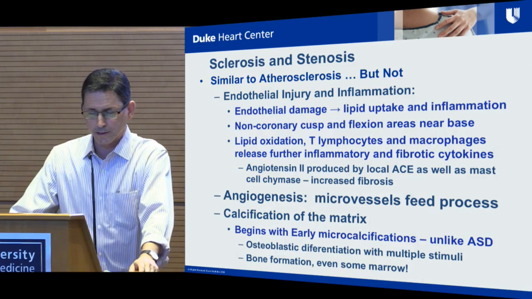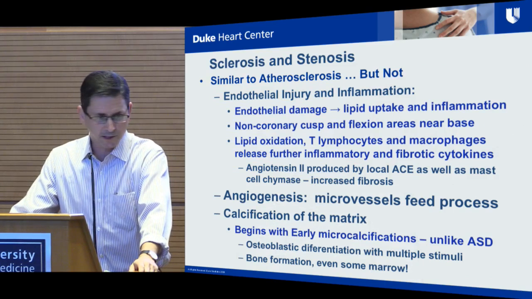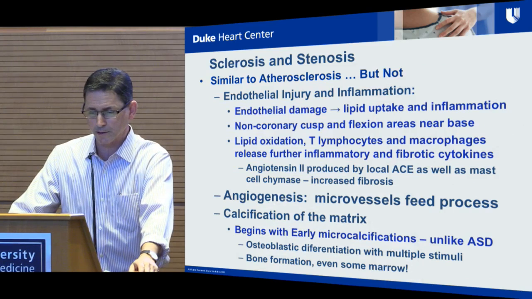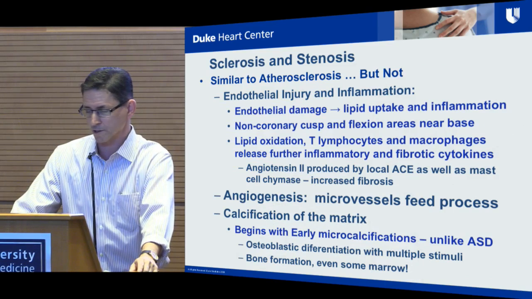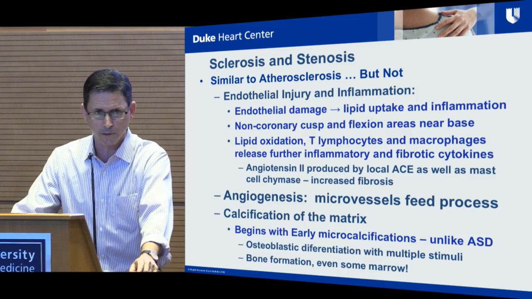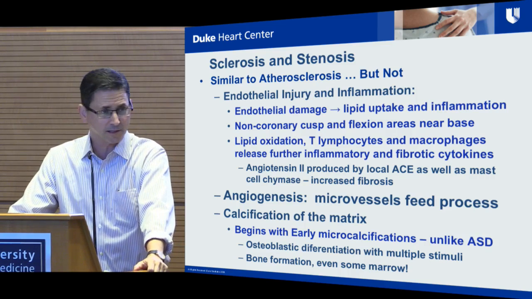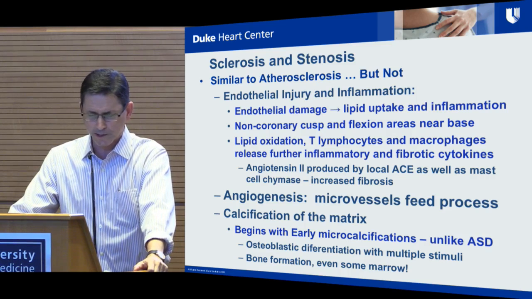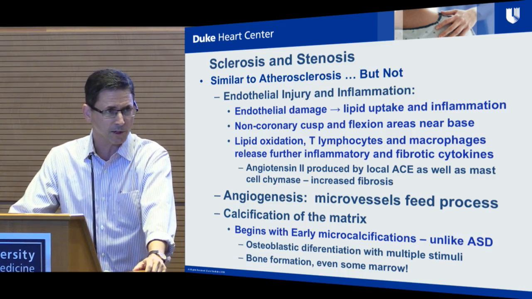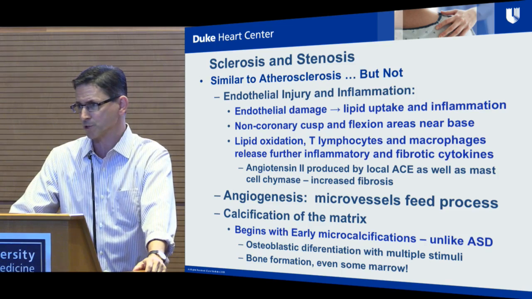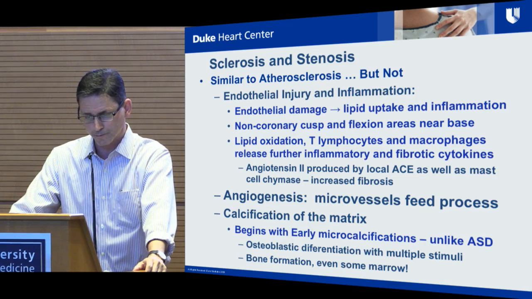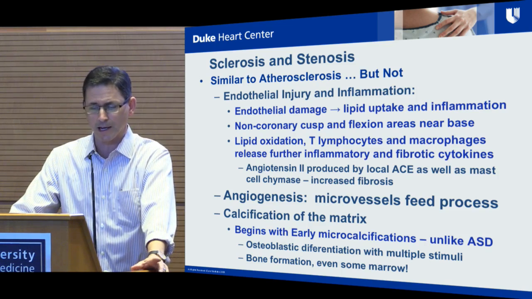I won't delve into the years and years people put into determining why sclerosis and stenosis occurs, but I'll just touch on some of the points that affect the process of this disease. So in many ways it is similar to atherosclerosis, where we think that it's partly an injury and repair model, but in some ways it's not.